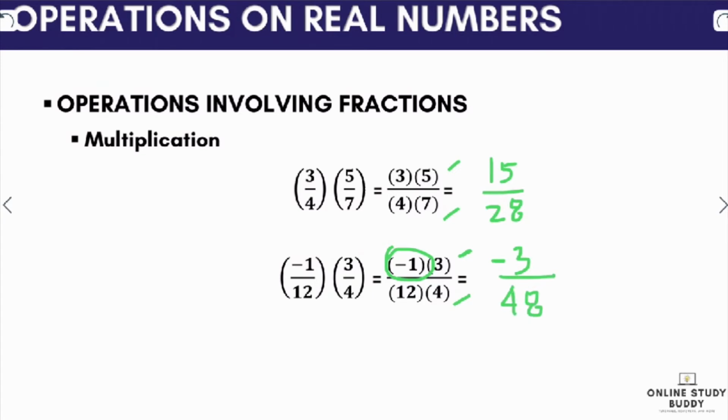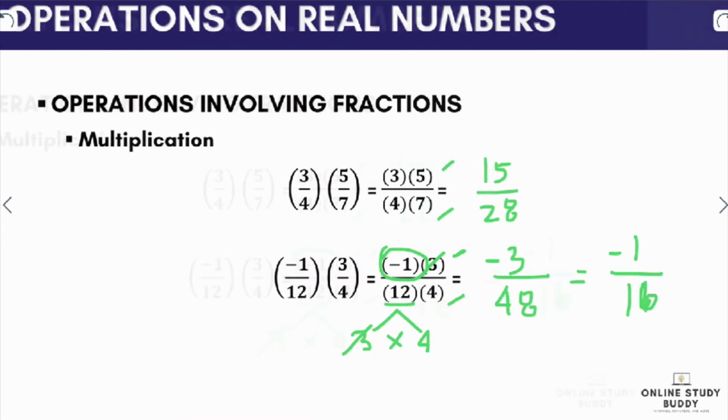Actually, we can simplify this since yung 12, kaya pa natin siyang ma-factor into 3 times 4. Pwede pa natin ma-cancel yung 3. And then, ang matitira na lang sa atin is negative 1 over 4 times 4 equals 16. So we have negative 1 over 16.